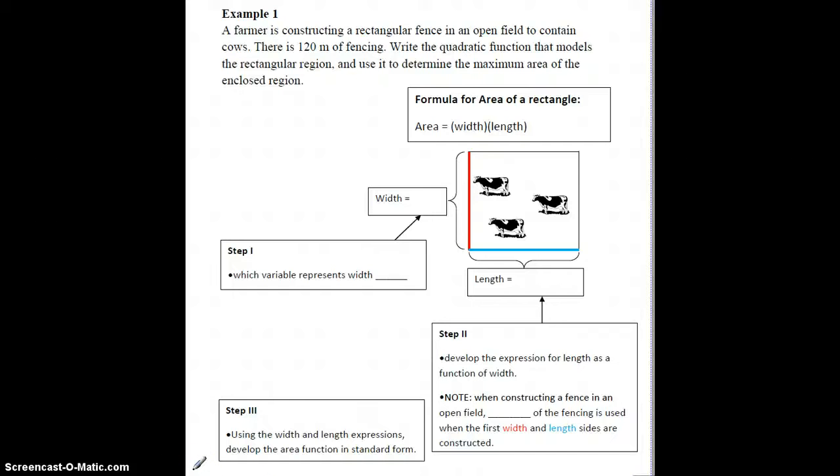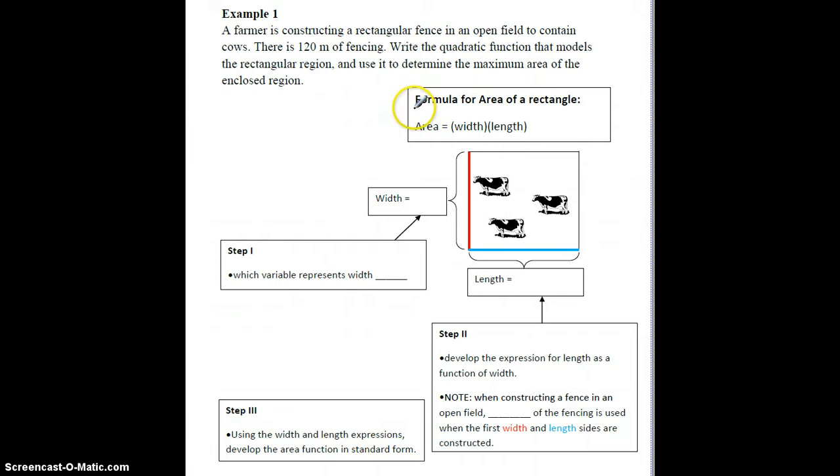Alright, we'll continue with another example, and this one we'll have to build our equation. A farmer is constructing a rectangular fence in an open field that contains cows. There are 120 meters of fencing. Write the quadratic function that models the rectangular region and use it to determine the maximum area of the enclosed region. So again, very similar to the last type of questions, except now you have to come up with the equation yourself to use, and then continue on as the other couple of examples that we've done.